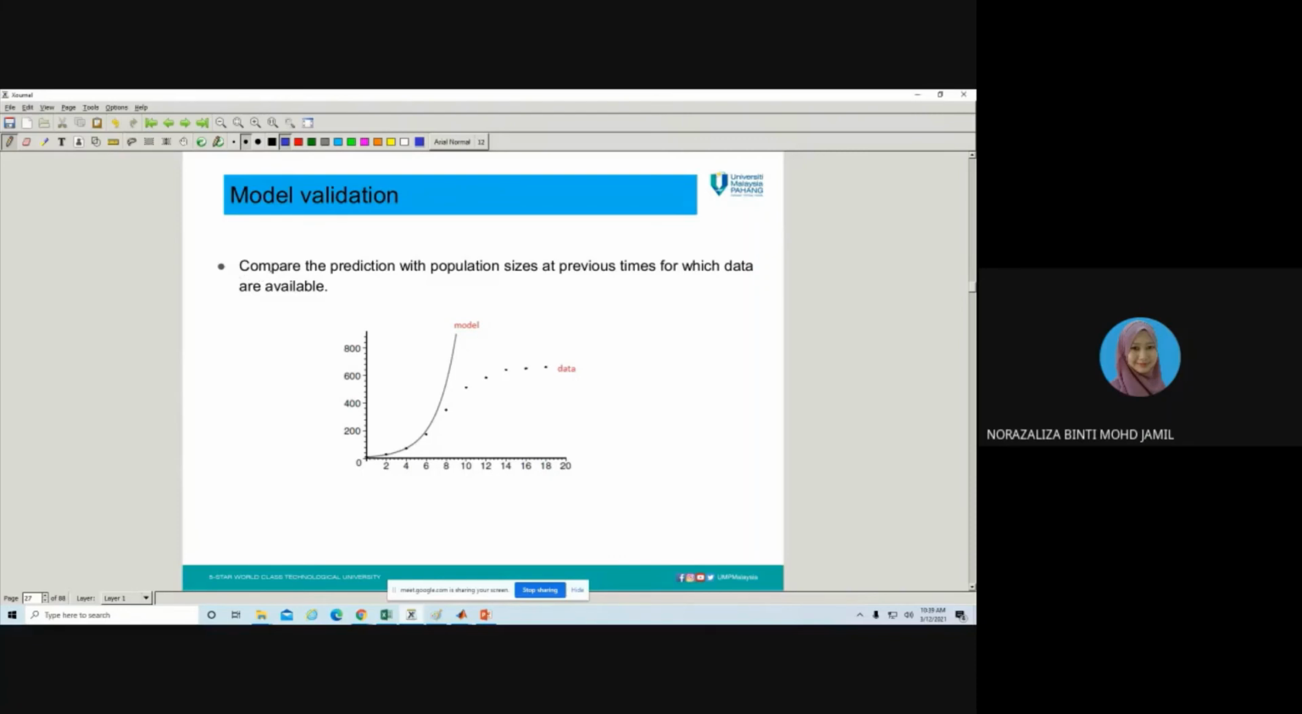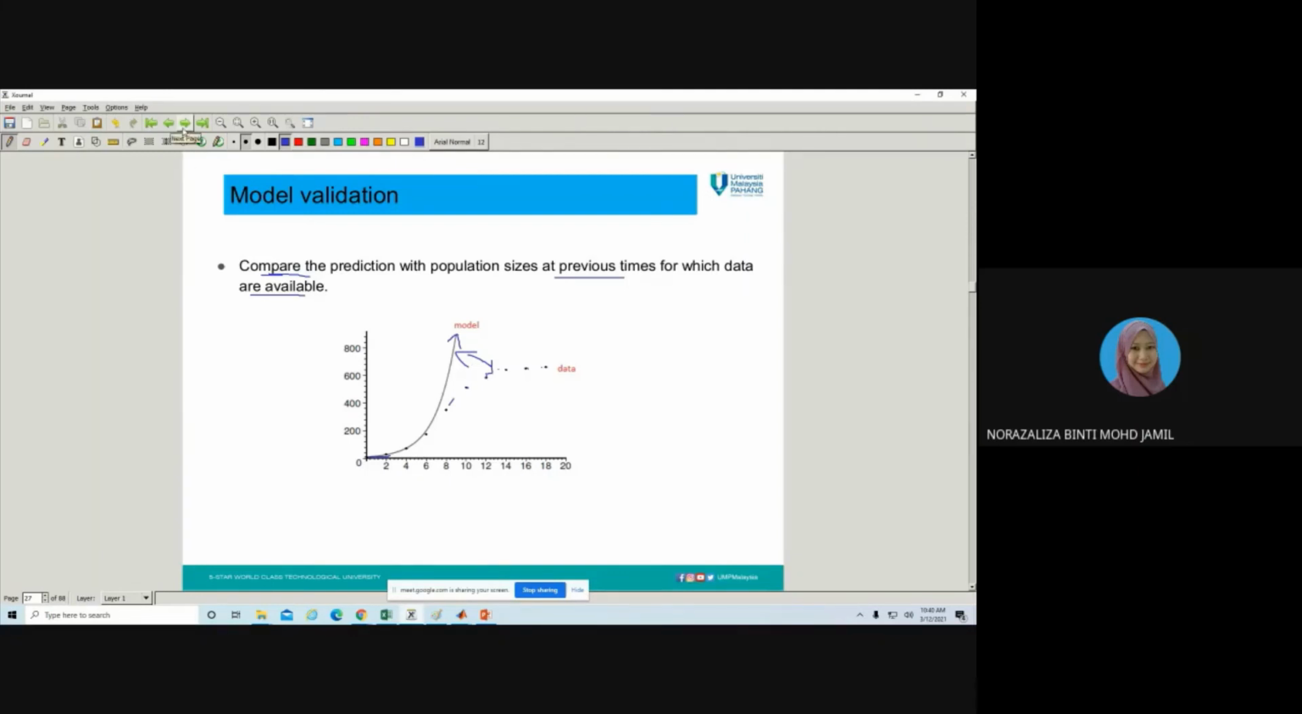You can validate by comparing the prediction with population size at previous times for which data are available. As an example, in this project, the data behaves like this, you can see the dots are data. But if you use the model, which is exponentially increasing, it just matches the data at the beginning, but not at the later stage of the time. Okay, you can see that this is a very big gap. That means the model did not predict well.